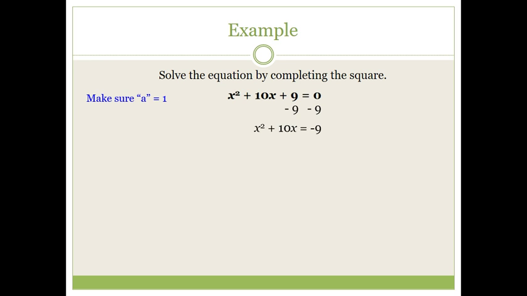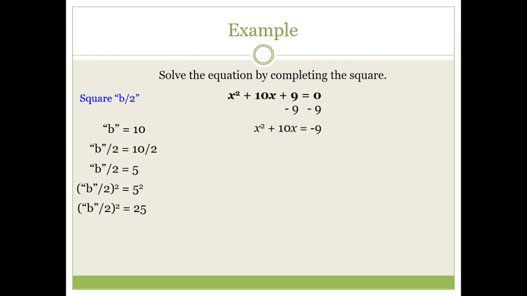I'm going to check to make sure my a term is 1. And in this case it is, right? A is 1. There's no other number in front of the x squared. So we see that b is 10. I'm going to take that and cut it in half. Half of 10 is 5. Then I'm going to square 5, so 5 times 5 is 25. And that's the key to completing the square.